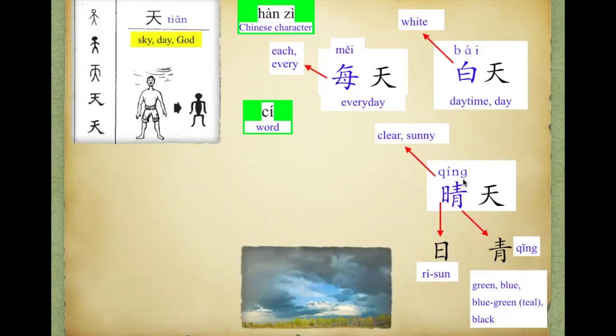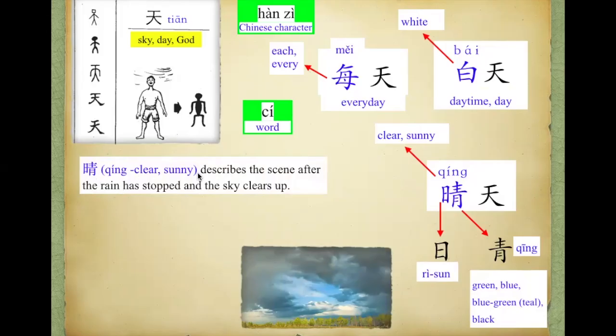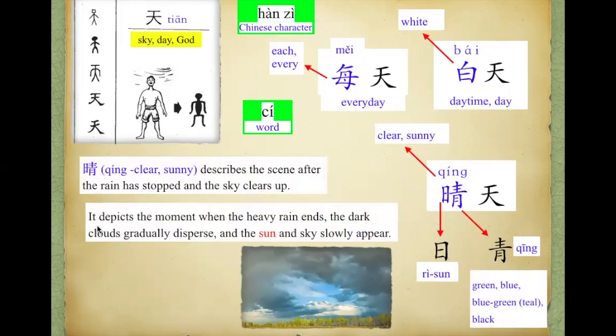What does 晴 mean? 晴 describes the scene after the rain has stopped and the sky clears up. It depicts the moment when the heavy rain ends and the dark clouds gradually disperse and the sun and the sky slowly appear. That's why 晴 has a 日, sun, in it. So it talks about this moment when the rain stopped and the sun is coming out.